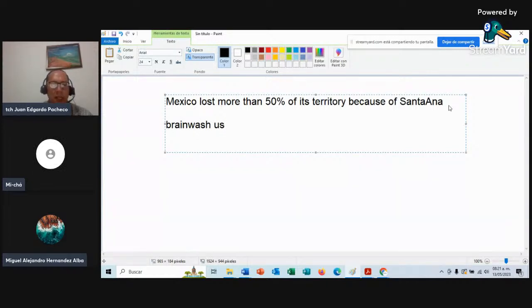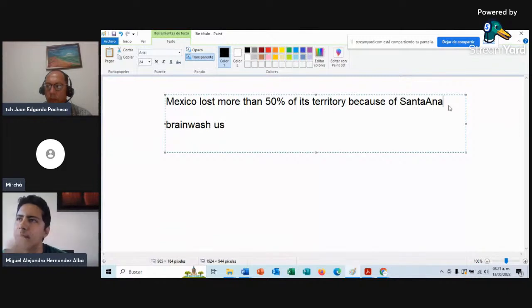What do you think of this sentence, Mickey? Mexico lost more than 50% of its territory because of Santa Anna. Well, I don't think that in this case, for example, Santa Anna was the villain of the story, because I don't think that there is a person that is completely bad or a person that is completely good.